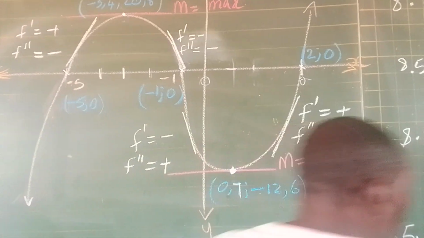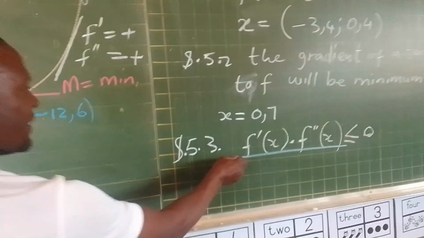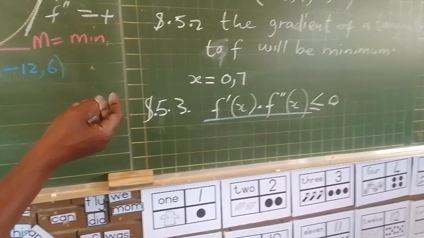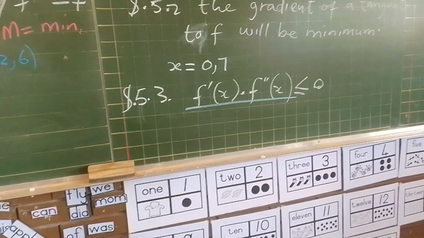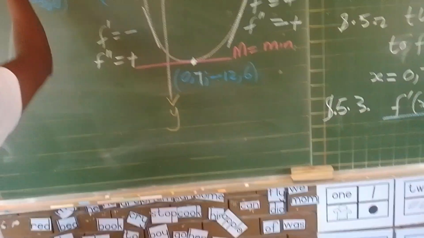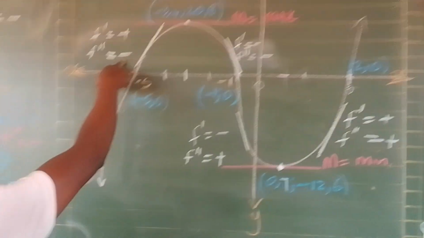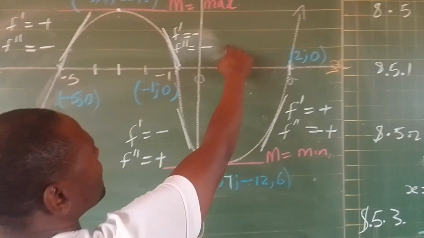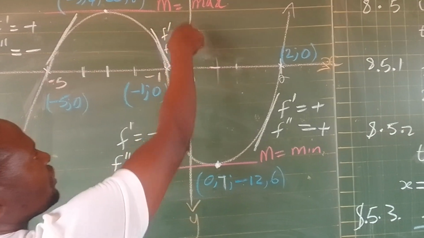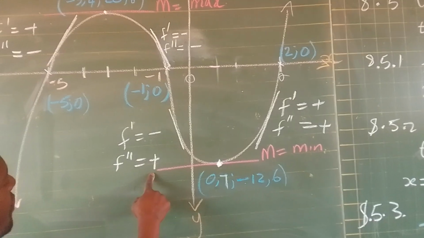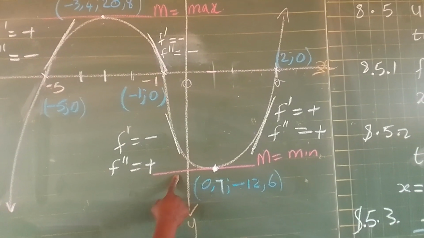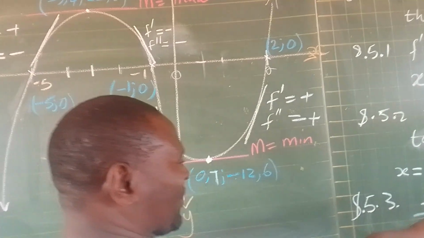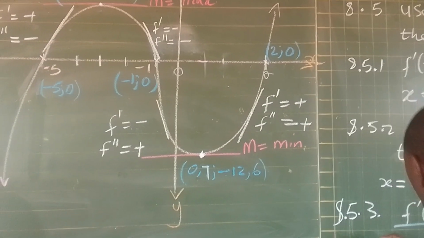Hence, they want us to find the values of x at which the product of the first derivative and the second derivative must be negative or equal to 0. If we take this, a negative times positive gives us a negative. A negative times negative gives us a positive. We overrule this one, it's out. A negative times positive is negative. That is what they want. A positive times positive is positive. So they want us to get a negative.